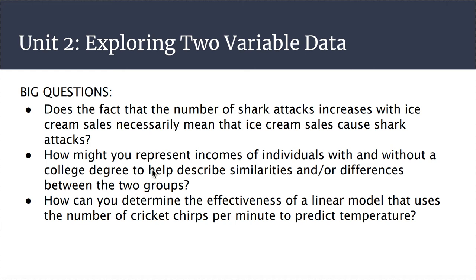You might already have started to see how these kinds of questions are playing into what we have already started to look at. These two will really be the focus of what we're doing over the next little bit of time, and then we're going to start roping in this third question. How can we determine the effectiveness of a linear model that uses the number of cricket chirps per minute to predict temperature, or linear models to predict things in general? So this is the direction we're going with our statistical understanding during this unit.